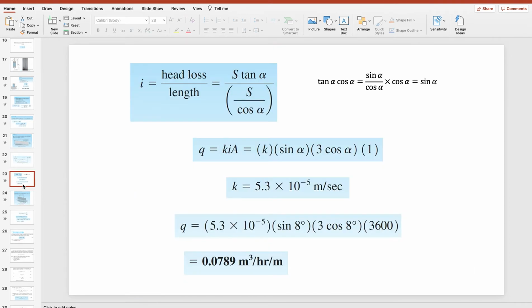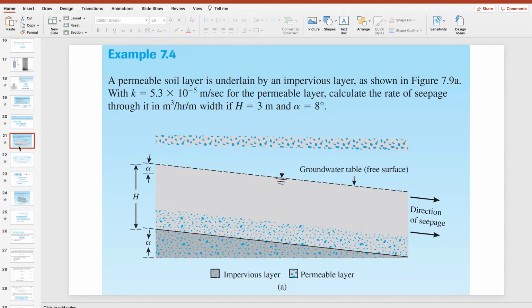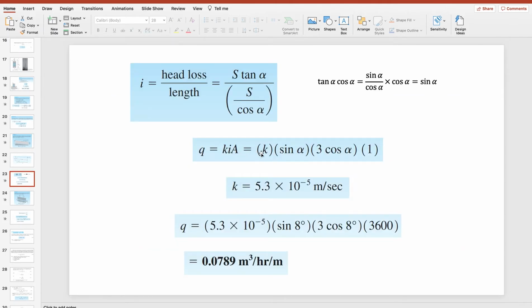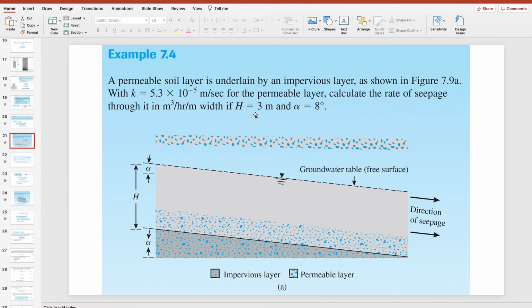So substituting, Q is equivalent to KIA. So that is the flow. What we are looking for here is the flow per hour per meter. So Q is equivalent to KIA. K, we are given the value of K, which is 5.3 times 10 raised to negative 5 meter per second. We just need to find the value of I.